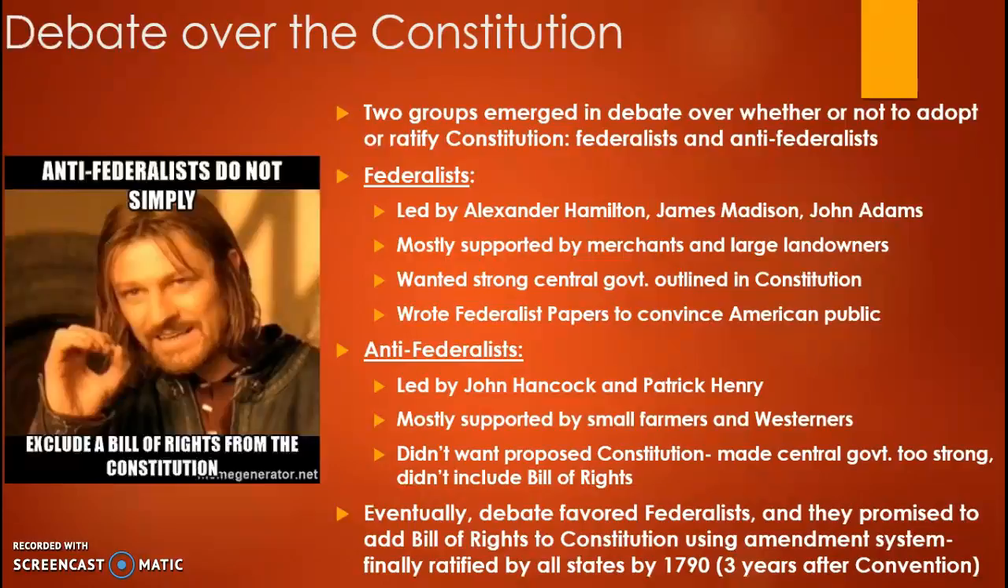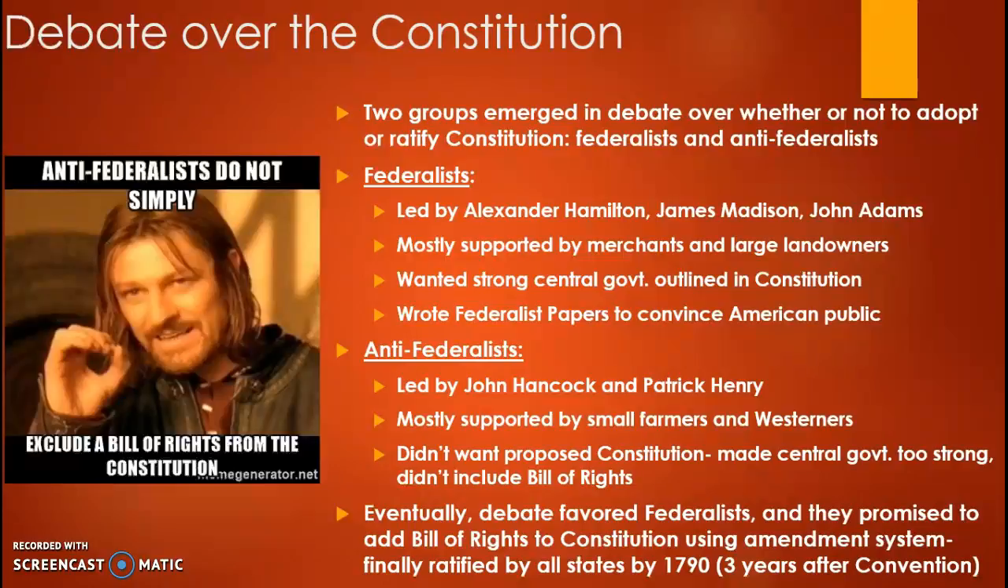They were mostly supported by merchants and shop owners and large landowners, because they had been the ones that dealt most with the economic issues under the Articles. They wanted the strong central government that was outlined in the Constitution. They wanted everyone to ratify the Constitution as quickly as possible.